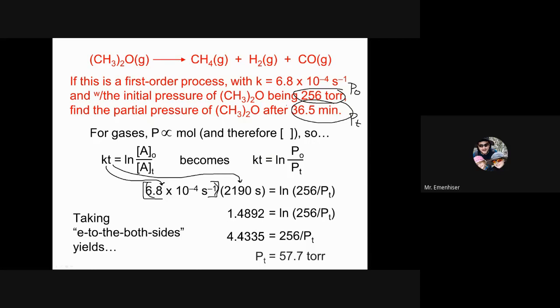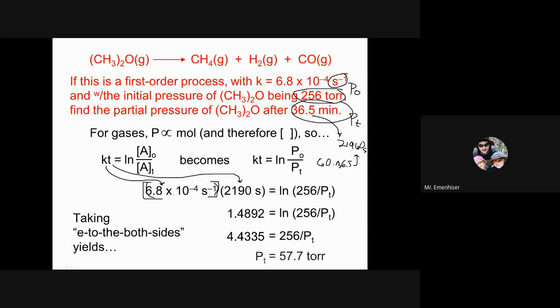36.5 minutes. 36.5 times 60, we get 2190. I had to convert it to seconds because the value of k is per second. So we have to convert this to seconds. That's 2190 seconds. We did 60 times 36.5, and we get that. Right, 60 seconds in a minute.